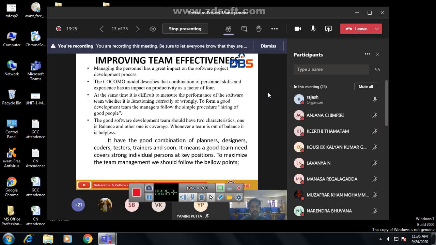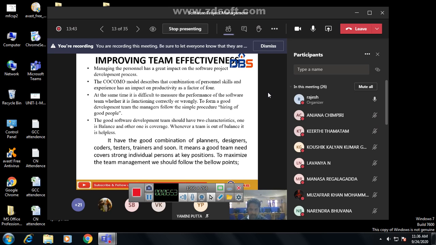Next, improving the team effectiveness. See how to improve the team effectiveness. Managing the persons has a great impact on the software product development process. So managing the persons has great impact on the software product development process. So managing అనేది మెయిన్ చెప్తున్నాము.